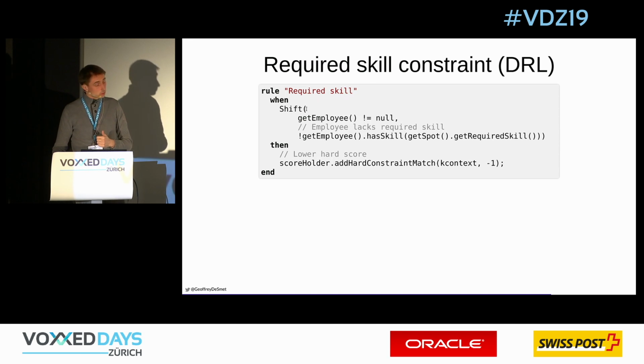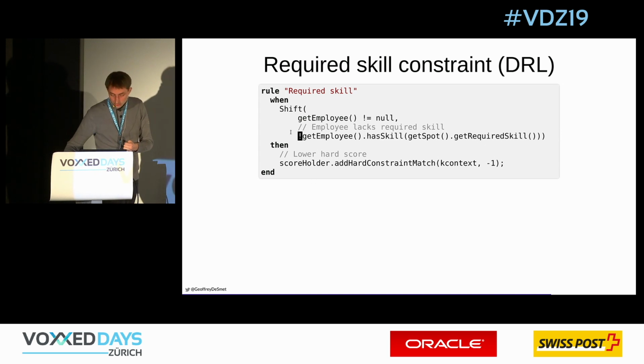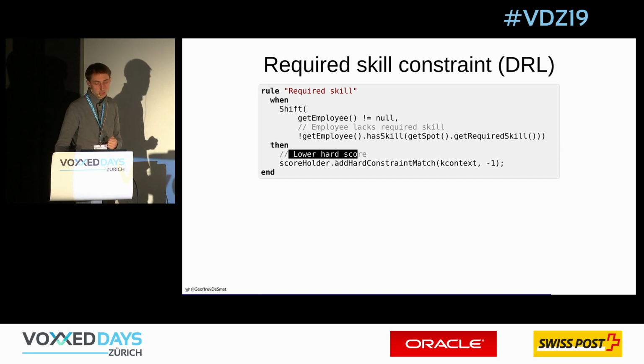But the better approach is, of course, to use the rule language, where you say, okay, we have this required skill constraint. When we have a shift where the employee is not null, so when the employee is filled in already, we're going to check if the employee has the skill of the spot of that shift. So if that shift's spot required skill is actually in the list of the employee's skills, the employee has that skill. And if that's not the case, then we're going to lower the hard constraint, which basically means we're going to add hard -1.